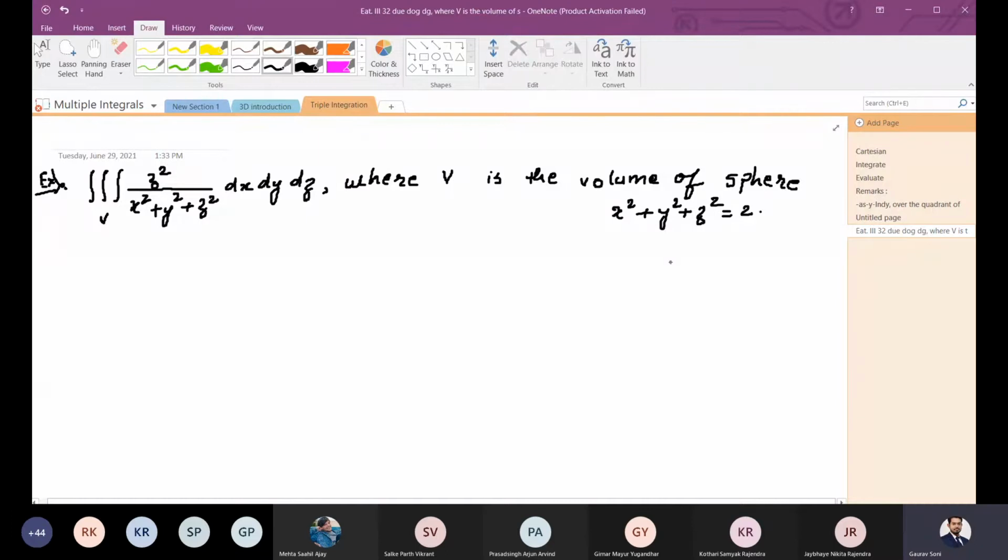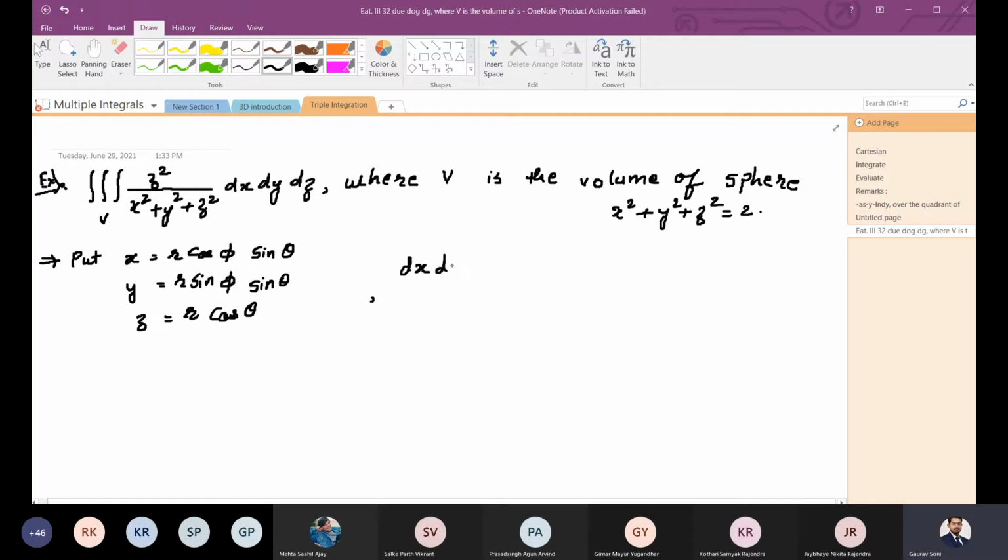Once you look at the sphere, you need to first of all think of spherical coordinates. When you look at a circle in double integration, we go for polar. When we look at a sphere in three-dimensional space, then we go for spherical. So we will put x is equal to r cos phi sin theta, y is equal to r sin phi sin theta, and z is equal to r cos theta.